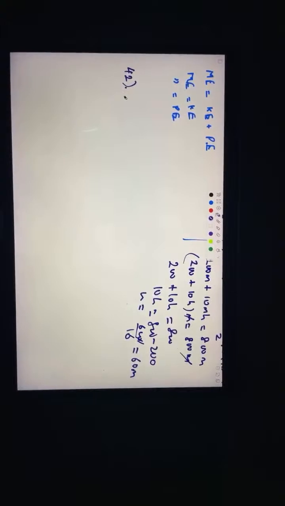So question 42, it says a U-tube contains some mercury of relative density 13.6 and kerosene of relative density 0.8 poured into one arm of the tube until the height of the mercury in that arm is reduced by 1.2 centimeters. Calculate the height of the kerosene.